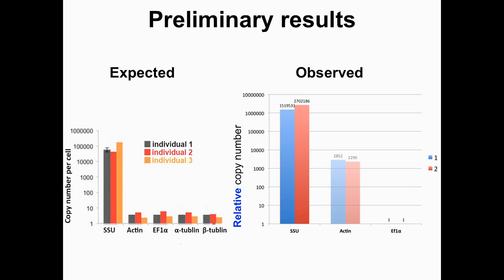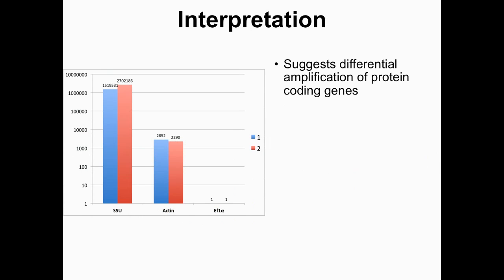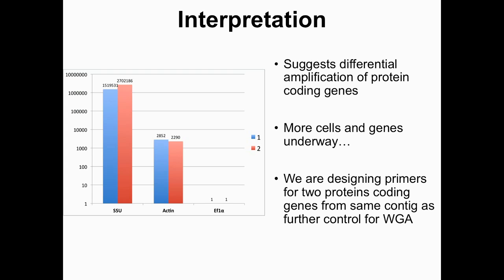But surprisingly, we get thousands more copies of actin, and I replicated this experiment and got the same answer, which suggests that differential amplification of protein-coding genes might happen. We're also testing more genes on more cells, and designing primers for two protein-coding genes from the same contig as a further control for whole genome amplification. The idea is that if it does differential amplification, it will amplify the whole chromosome.